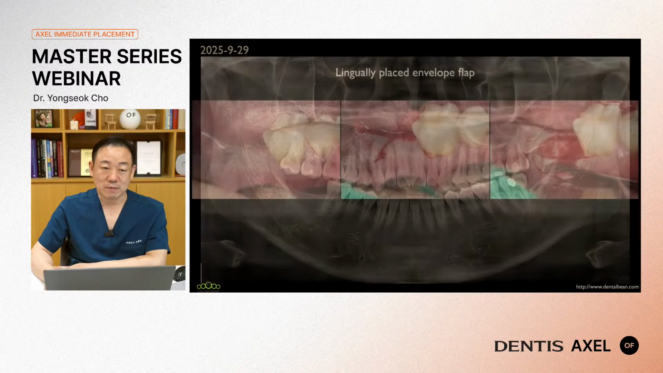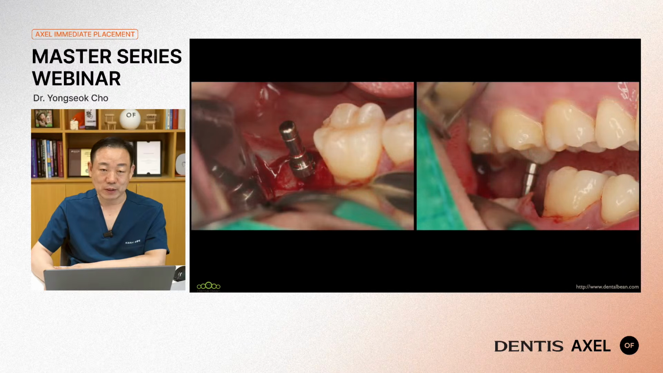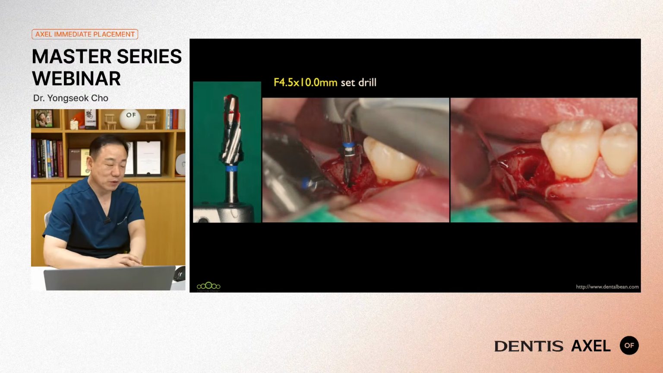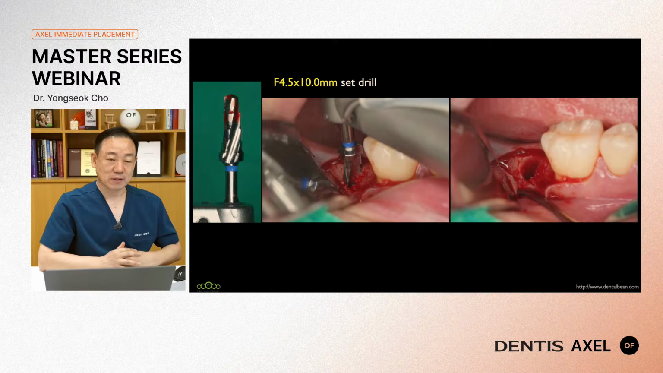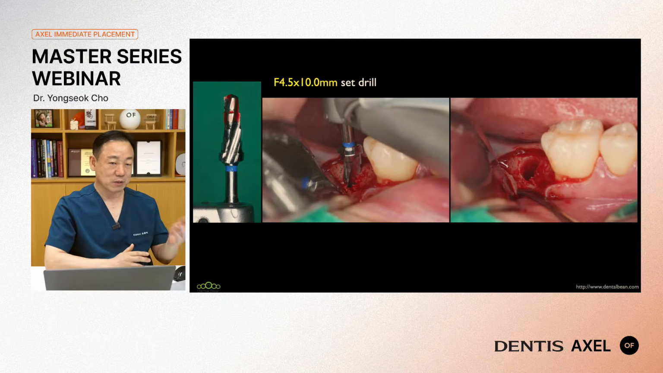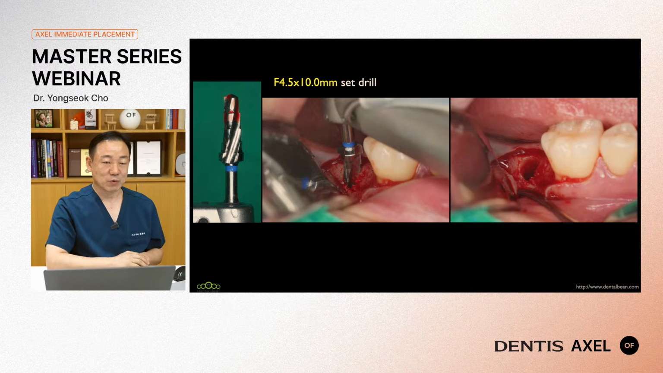Because of relatively insufficient keratinized tissue, again I tried a lingually placed envelope flap, marked the entry point, prepped the osteotomy, and verified the angulation of the implant considering the opposing dentition. My last drill was a 4.5 by 10 mm set drill. Okay, and look at the right picture. Similar to the previous case, the buccal bone height and the lingual proximal bone height are quite different.